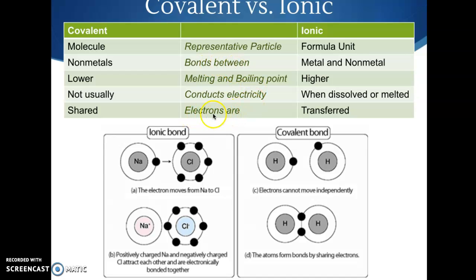The key thing is this last line right here. This is how the bond forms in the first place. In ionic compounds, electrons are transferred, but in a covalent compound, electrons are shared. Okay, so pause the video if you need to and copy down this whole table. And we're going to add to this on the next slide too.